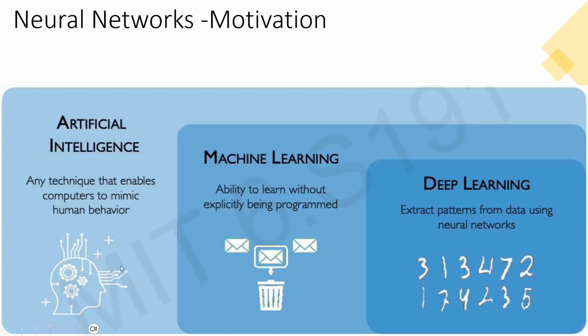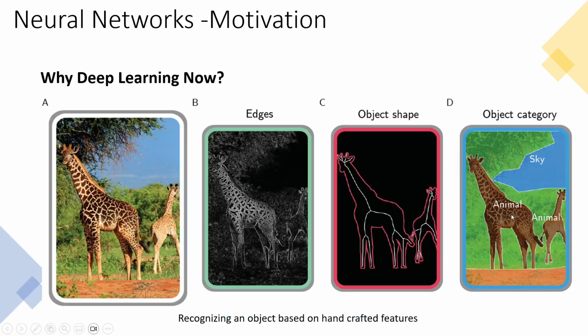So this is a subfield of artificial intelligence, definitely. But the whole idea behind deep learning is we extract patterns from the data. Okay. So what does it mean extracting information from data, or why do we actually use deep learning now? Let's say we would like to make object recognition and we would like to recognize giraffes. Okay. If we don't use deep learning, we need to somehow define how we will be recognizing these giraffes.